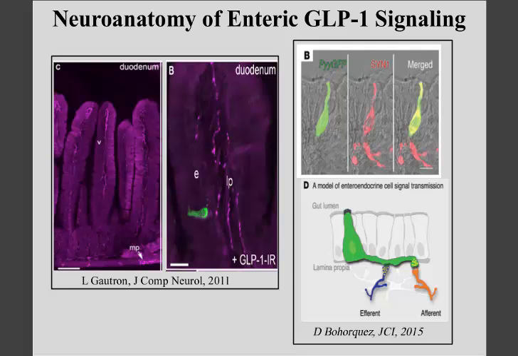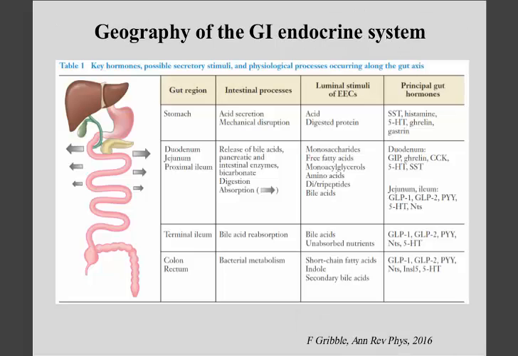Next slide. So gut hormones are distributed in the gut in a specific geography, and you can see here in this depiction, starting with the stomach at the top, the small intestine, the terminal ileum, etc. All these portions of the gut have specific functions: the stomach to secrete acid, the duodenum and jejunum to absorb nutrients, and they all have principal gut hormones.